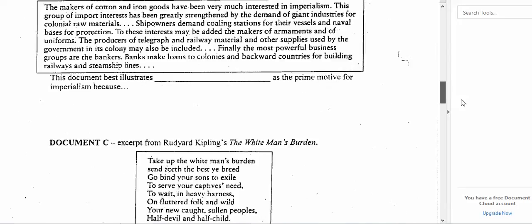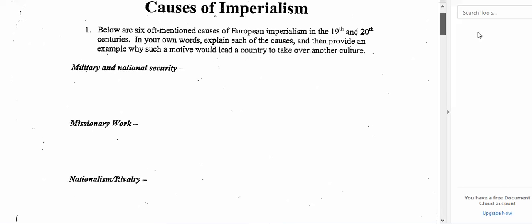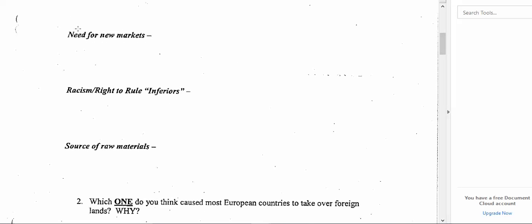So folks, once you have all of this completed, I want you to do a second step. What I want you to do is draw a little number right here and circle it next to each of the causes. Number 1 for military and national security. Number 2 for missionary work. Number 3 for nationalism and rivalry. Number 4 for need for new markets. Number 5, racism and a right to rule inferiors. And number 6, the source of raw materials.